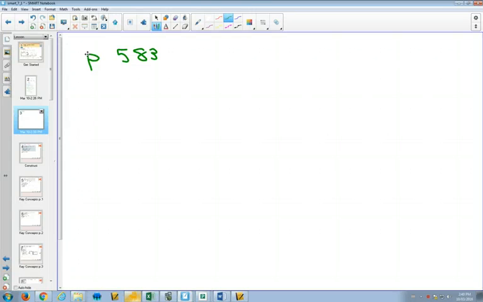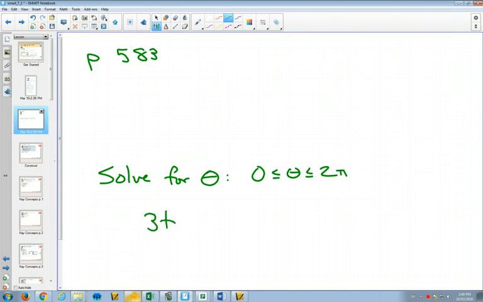So we'll go solve for theta. This is how the question would look like: 0 is less than or equal to theta, less than or equal to 2 pi. And all right.